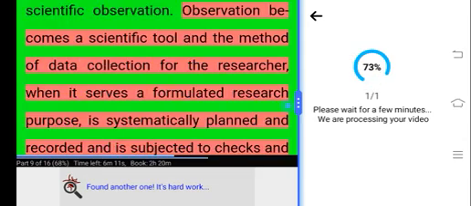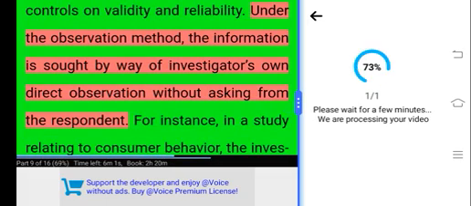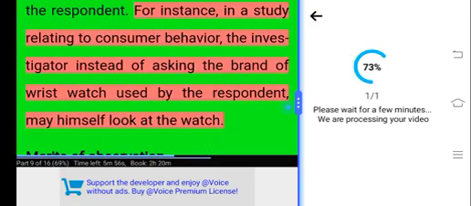Observation becomes a tool in the method of data collection for the researcher when it serves a formulated research purpose, is systematically planned and recorded, and is subjected to checks and controls on validity and reliability. Under the observation method, the information is sought by way of the investigator's own direct observation without asking the respondent. For instance, in a study relating to consumer behavior, the investigator instead of asking the brand of wristwatch used by the respondent, may himself look at the watch.